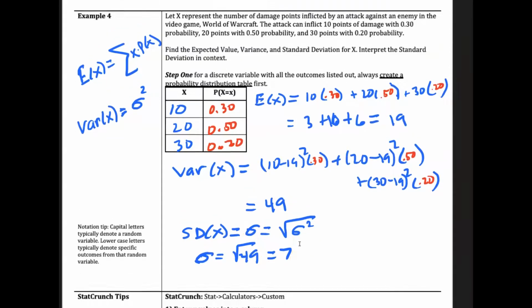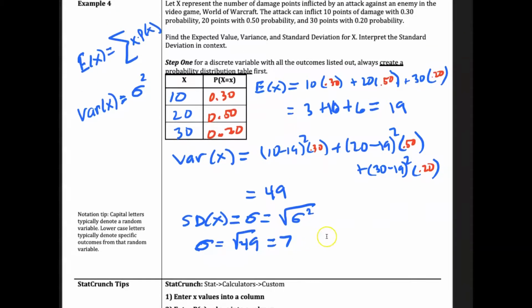And again, back to an interpretation of standard deviation. In this context, that's 7 points. I should put units on this. We should have learned already by now that we need units when we're describing our numbers, right? So these are all points. Sorry about that. Well, the mean is points and the standard deviation is points.